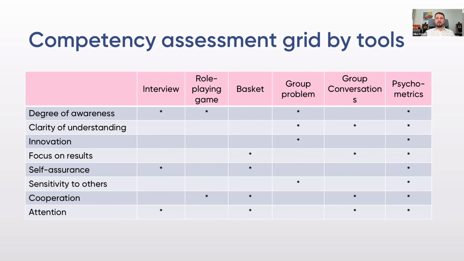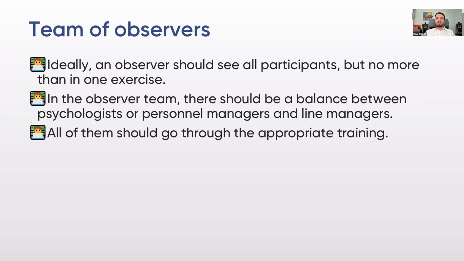A team of observers is also a very important prerequisite. Ideally, the observer should see all participants, but not more than one exercise. There should be a balance of psychologists, HR managers, or line managers in the supervisory team. It's really important that it's not just HR that does the assessment, but managers as well. All of them are required to undergo appropriate training. So we will have one session devoted to training the observer.